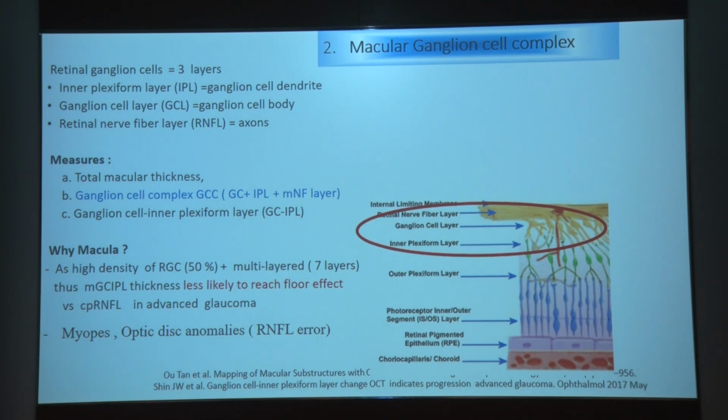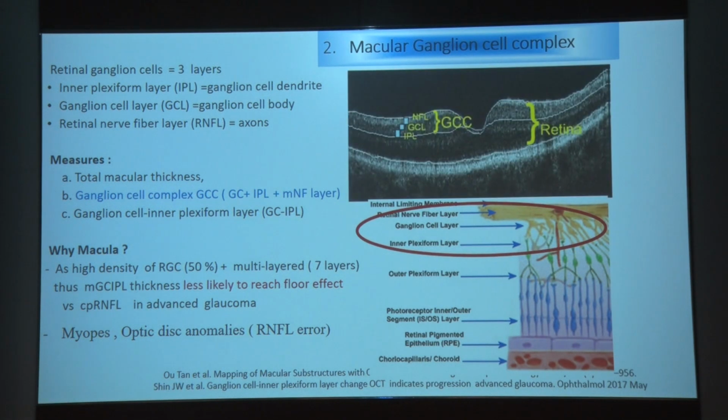Why macula? Remember in anatomy, the macula has the maximum density of retinal ganglion cells, over 50%, in 7 layers, therefore this is less likely to reach floor effect. Keep this in mind, I'll come to floor effect later on. However, in patients like Dr. Mathur was saying, myopes, where discs are so abnormal or so different, the parameters don't really fit the Gaussian curve of the normal database. So in optic disc anomalies and myopes, macular GCC is the better option. Remember this: macular GCC and the GCIPL. Clear so far? Any questions, you can stop.